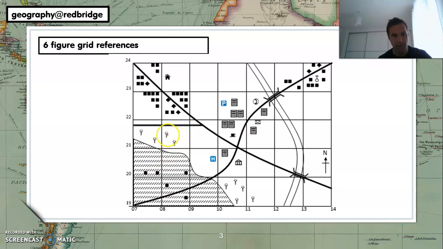For example, you would need a six-figure grid reference in this particular square here. There are two telephone masts within the same square. So if you wanted to know which one you had to meet by, then you'd need a six-figure grid reference in there. Okay, so the basis. If we were to look to begin with at this church up here, and that's a church with a spire.